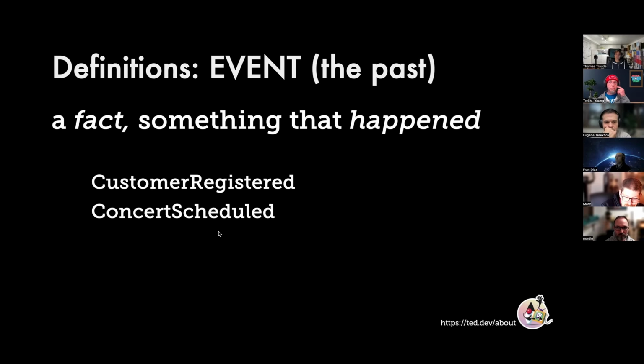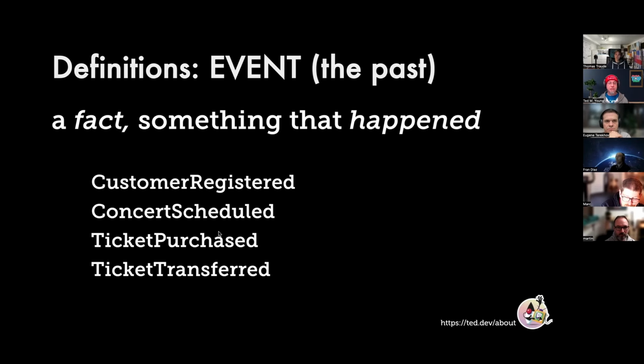Concert scheduled, ticket purchased, ticket transferred. All of these things are facts. They happened. They may have happened incorrectly if we have a bug, or maybe we change other things and it turns out that we need to somehow undo them. But the fact is they happened, and you can't just erase history and replace it with something else. So these events are generally considered immutable. They're facts. They're stored somewhere, and depending on the context, sometimes they're temporary. In event sourcing, they are persisted always.